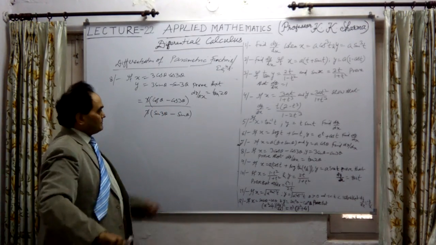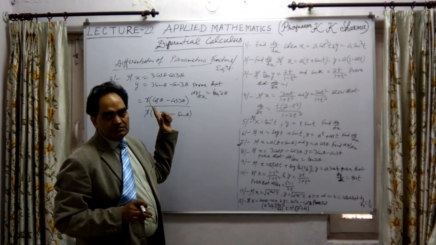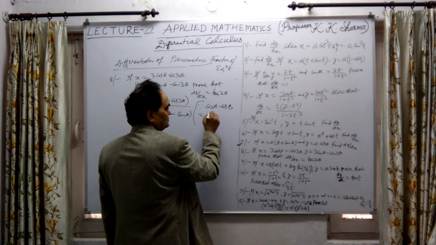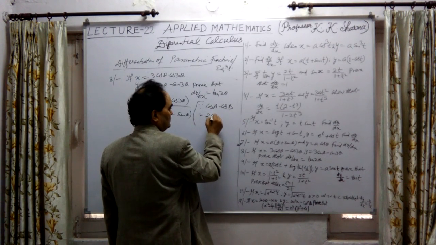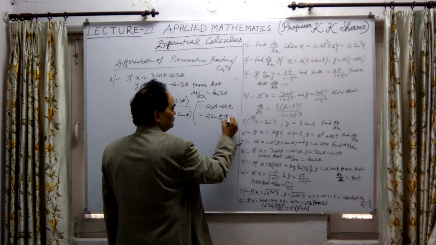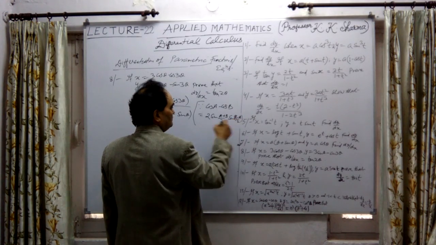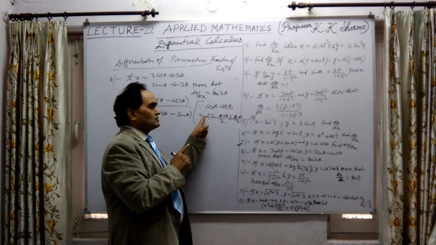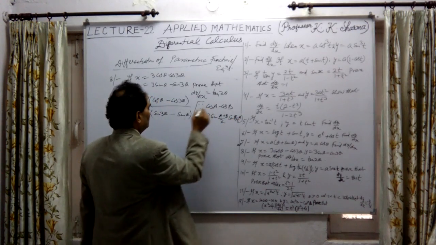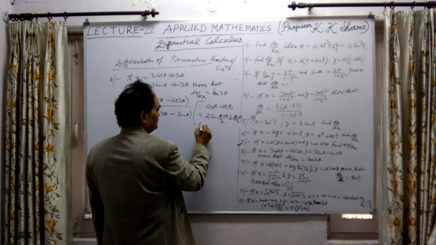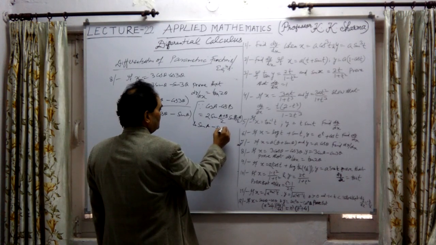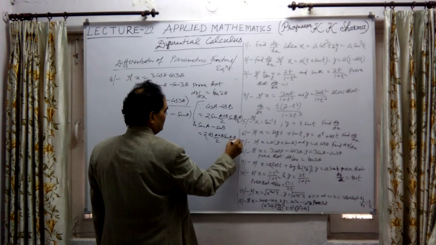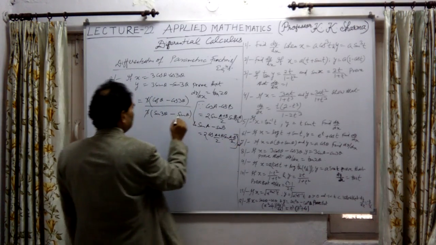Now let me find the formula for cos θ minus cos 3θ. This is cos A minus cos B. We know that cos A minus cos B equals 2 sin((A plus B)/2) into sin((B minus A)/2). If it is a minus sign before the function, then we write B minus A by 2. And the second formula: sin A minus sin B equals 2 cos((A plus B)/2) into sin((A minus B)/2). These are the two formulae which we are using here.